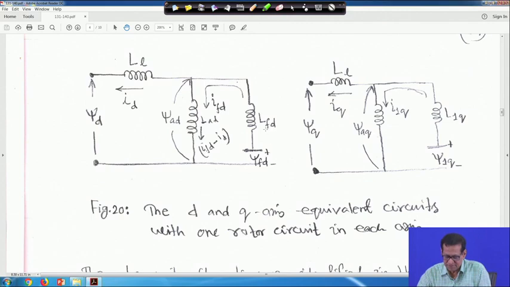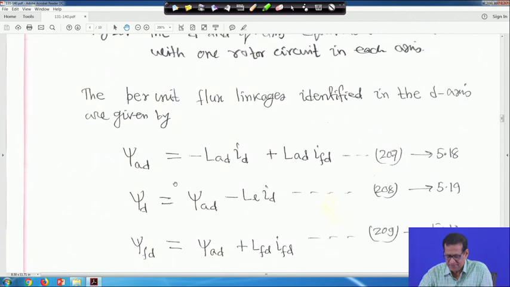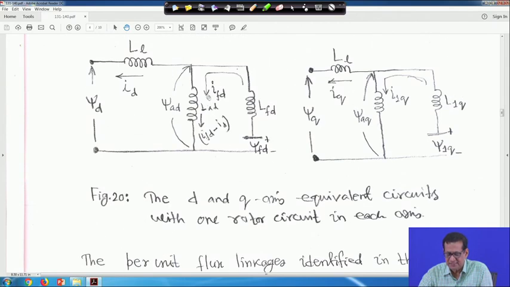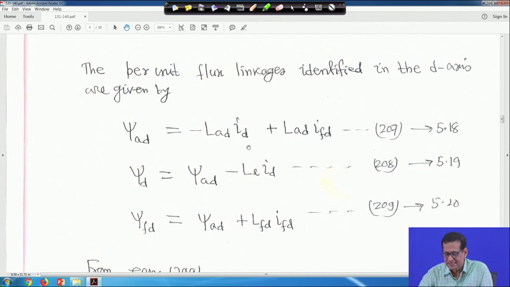So, now the per unit flux linkage in the d axis is given by psi_ad is equal to minus L_ad I_d plus L_ad I_fd. That means, directly you can write psi_ad is equal to L_ad into (I_fd minus I_d). Then you multiply and simplify, and it will be psi_ad is minus L_ad I_d plus L_ad I_fd. Similarly, psi_d will be, as I told you from the KVL, psi_ad minus L_l I_d. And similarly, psi_fd will be psi_ad plus L_fd I_fd.